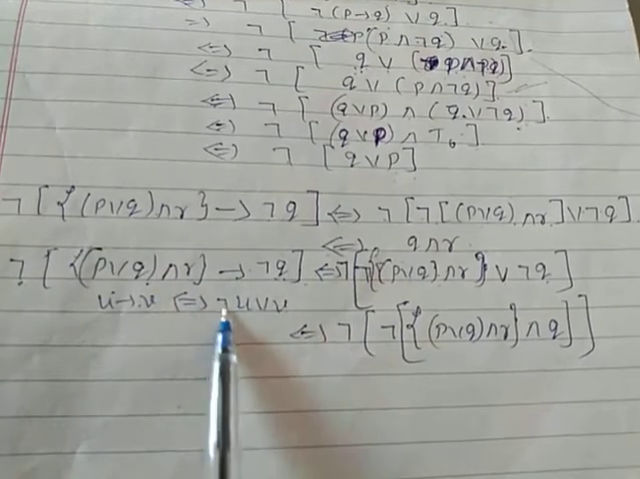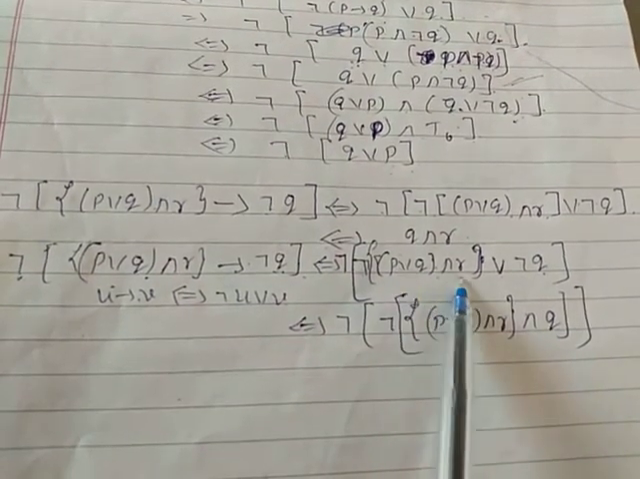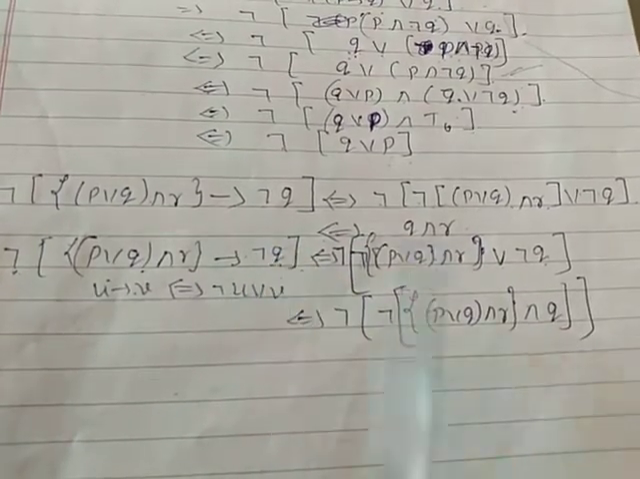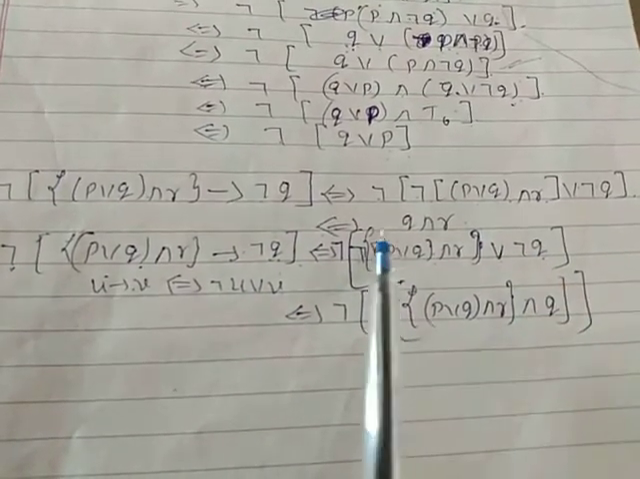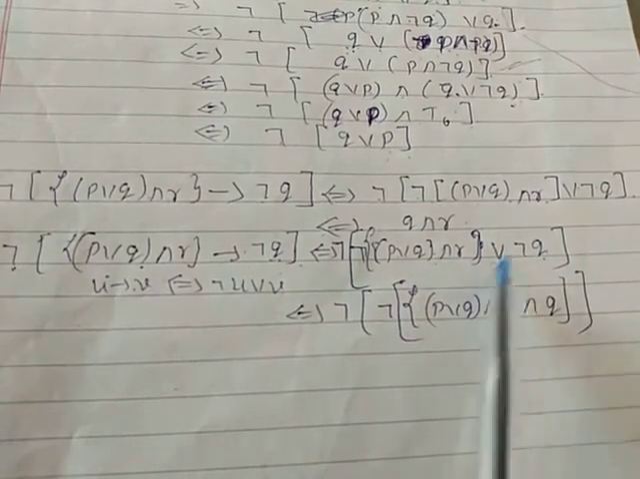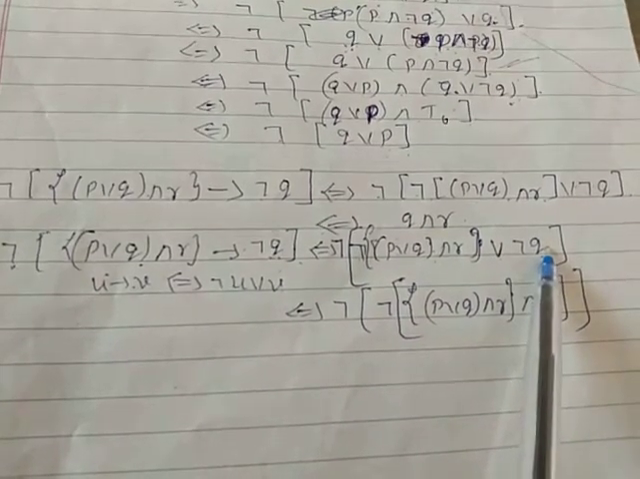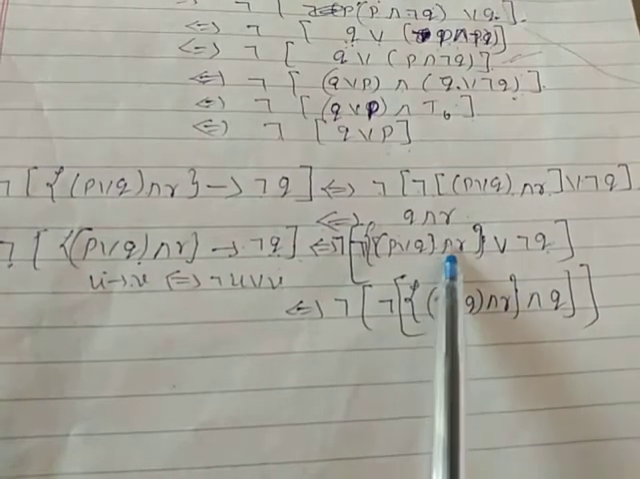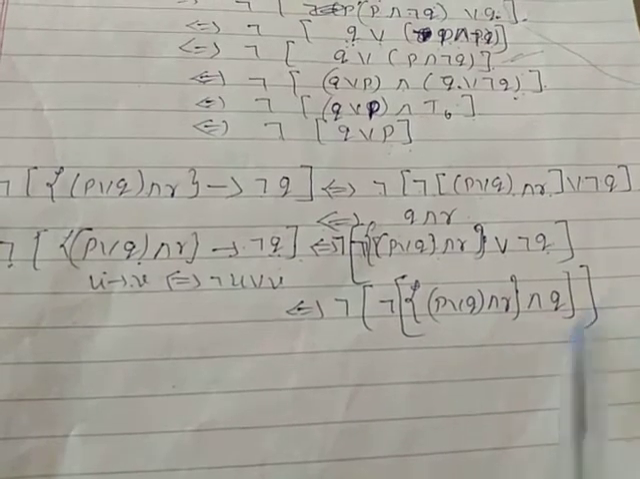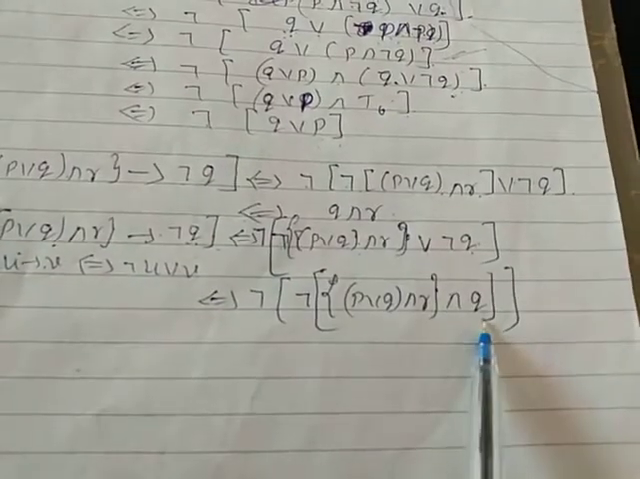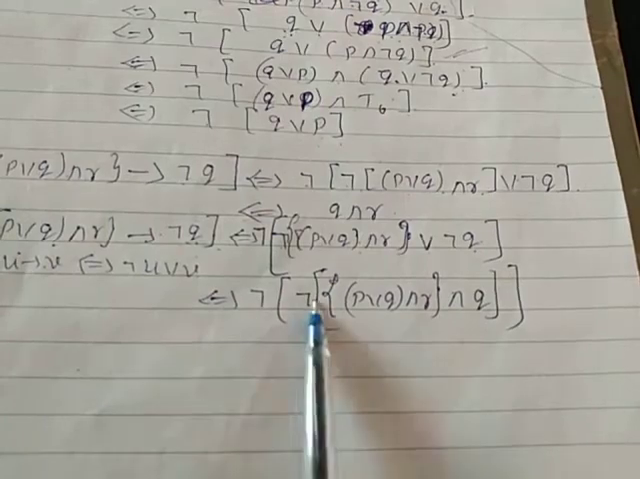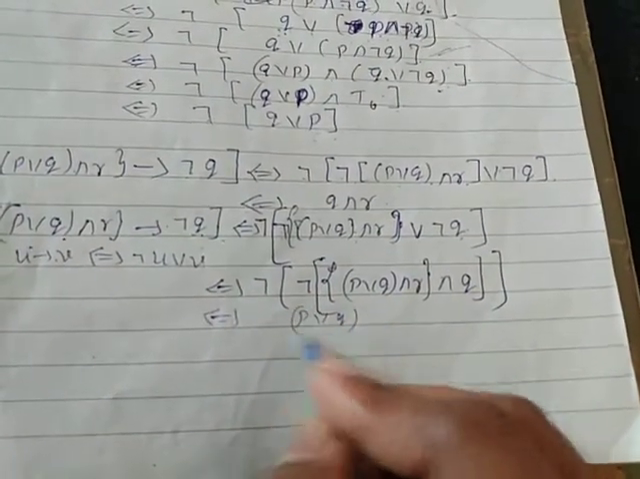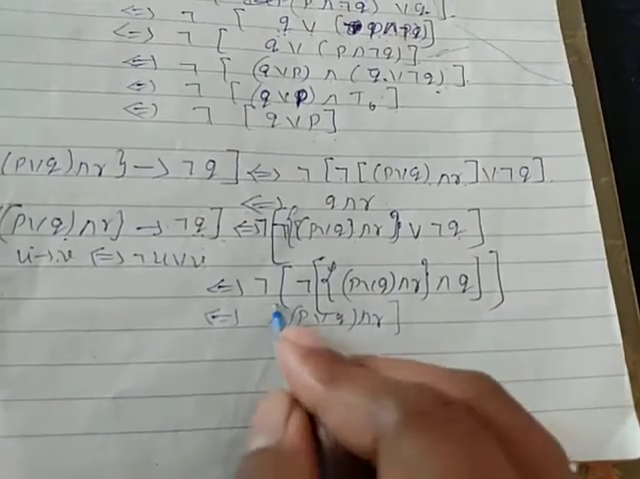U implies v is negation of u, negation of p or q and r, or v. V is negation of q. So negation of u or negation of v is equal to negation of u and v. So negation of p or q and r, and q. Now the double negation will be cancelled. So the remaining term is p or q and r and q.